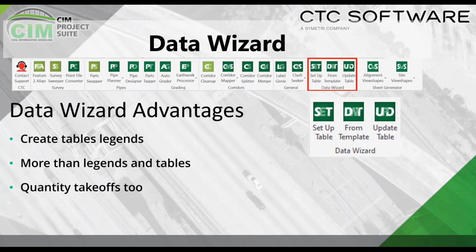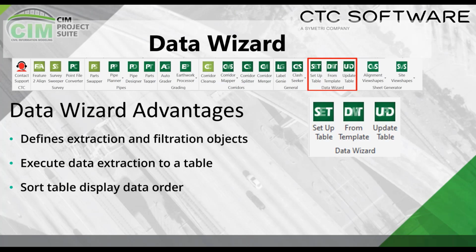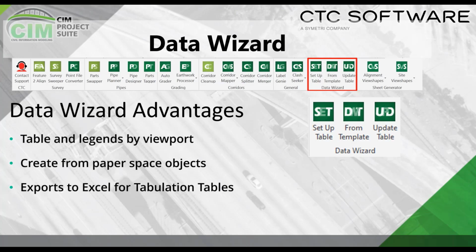Data Wizard advantages. We can create tables and legends with it, but it's more than just legends and tables. It will also help you with some of your quantities. How it works is we define extraction and filtration objects that we can then execute to extract tables and Excel, and we can sort those tables to display orders as we see fit. The tables and legends can also be done via viewports within Paperspace, and we can also use Paperspace objects if we don't have everything in model space. And then we can export it to Excel tables for tabulations and reporting.